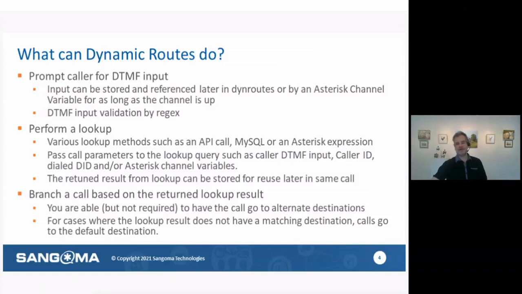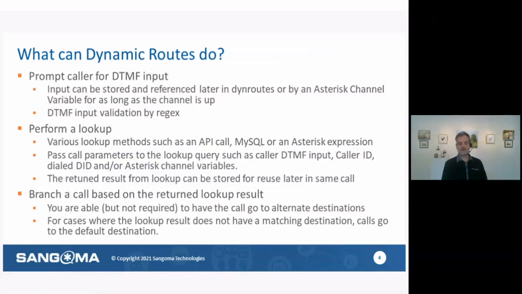You can perform a lookup in the dynamic route. This is an optional step, but it's quite useful to be able to make an API call, say. You can pass the DTMF input from the previous step or from a previous dynamic route that the call passed through. You could pass call parameters that are available via Asterisk variables, such as a caller ID or dialed DID. And you can store the returned result of the lookup in a Dyn route variable or an Asterisk variable.